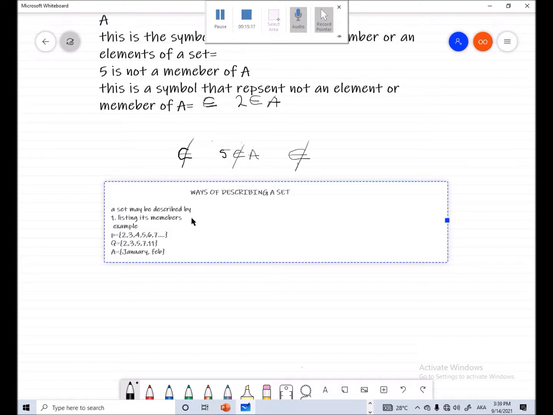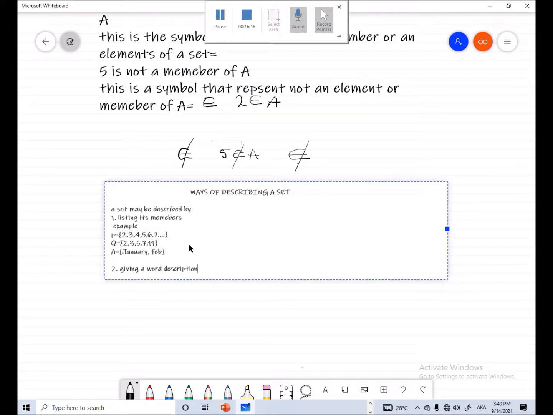Let's go to the second part: giving a word description of its members, or defining the properties of the set. This is also very simple, right? So don't be scared.